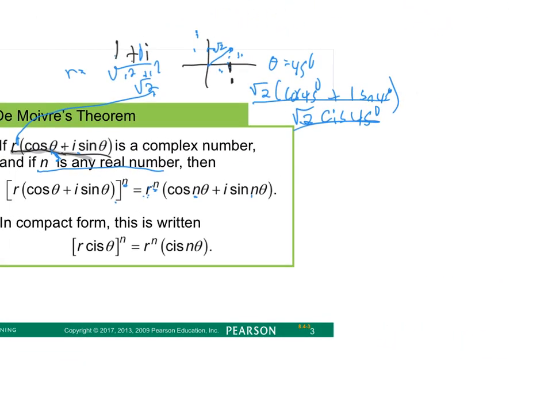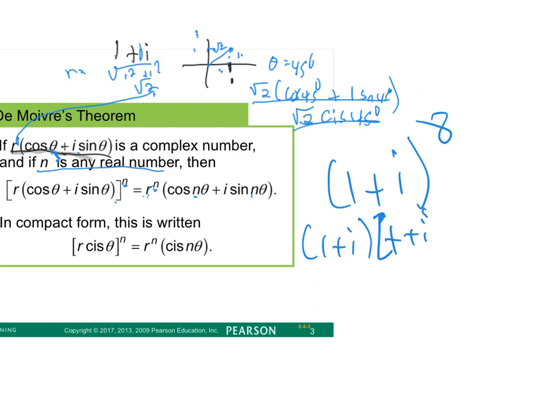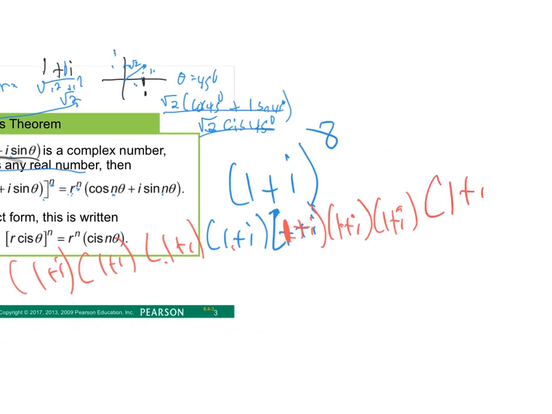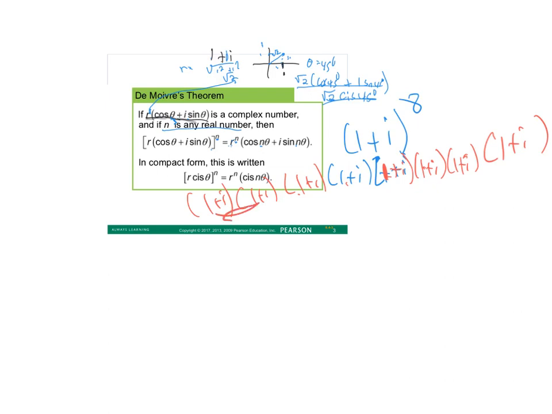So if I was to do my 1 plus i to the 8th power, which I'm not interested in doing, 1 plus i times 1 plus i times 1 plus i times 1 plus i, 1, 2, 3, 4, 5, 1 plus i, 6, 1 plus i, 7, one more, 1 plus i, and then start distributing, and then distribute, then distribute. It would take you forever.